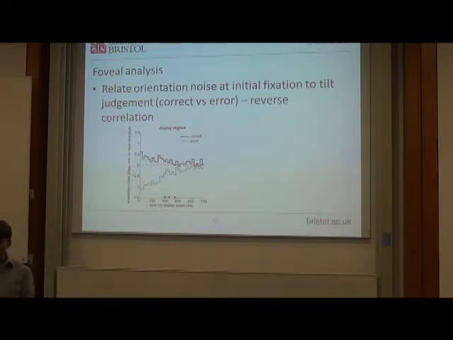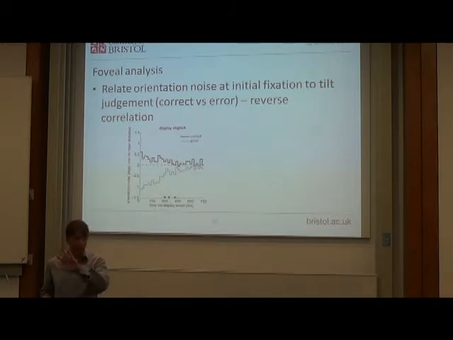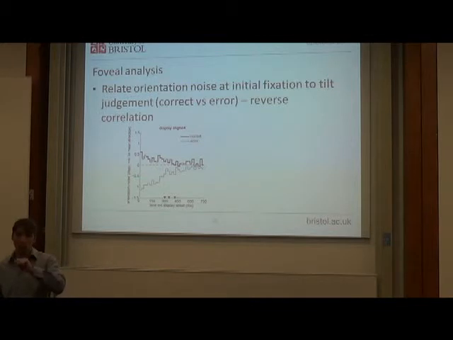I'll talk about foveal analysis first, and then we'll move on to peripheral selection. For foveal analysis, what we're interested in is this first fixation on the central pattern. What we've got on any given trial is a sequence of noise values for that pattern, and we've got your eventual decision about that pattern: was the thing tilted clockwise or anti-clockwise?